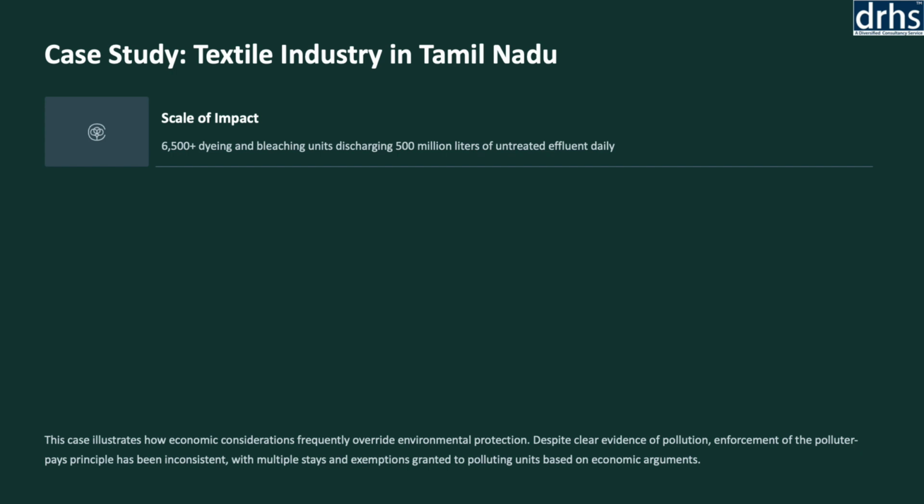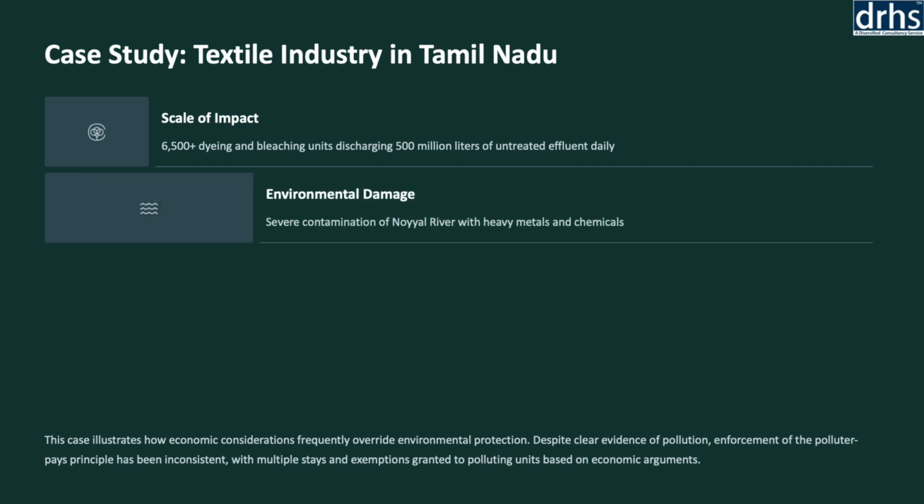Tirupur houses over 2,000 textile units, which include dyeing and bleaching industries. These units generate large volumes of wastewater heavily contaminated with hazardous chemical dyes and heavy metals. The cumulative discharge of untreated effluent significantly affects downstream districts like Erode and Karur, damaging soil fertility and crop yields. The other is related to the environmental damage.